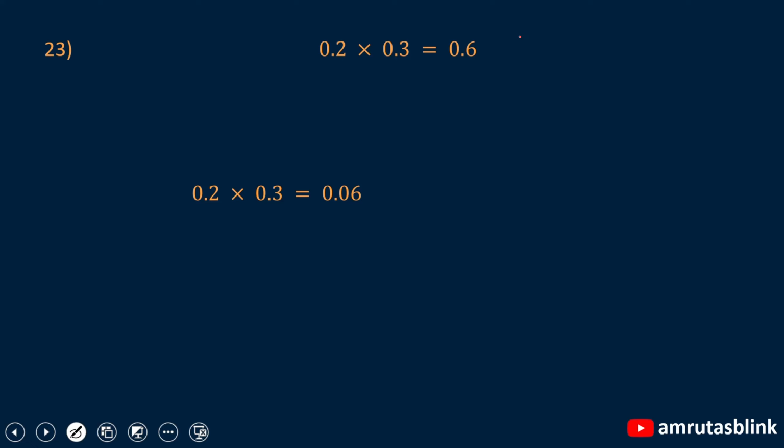Now here there is one decimal place, here also there is one decimal place to the right hand side of the decimal number. So 1 plus 1 is 2, and hence we need to place the decimal point two places from the right hand side. Hence our answer should be 0.06. In the given statement it is 0.6. Hence this is not correct, and hence the given statement is false.